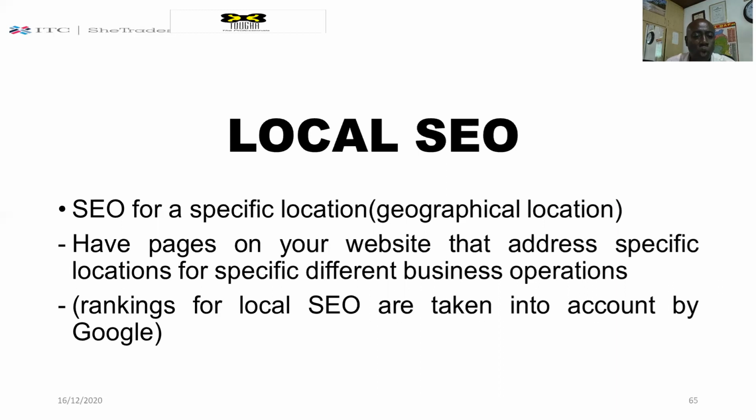So what this strategy is all about is that you must have pages on your website that will address specific locations for your operation. So if you have a business operation in Accra, for instance, then you must have a page on your website with emphasis on your location, Accra, within your business operation. If you are blessed to have businesses in multiple locations, maybe Accra, Kumasi, Takoradi, then you must have pages that address these specific locations, because Google takes into account these local geographical locations in its rankings. So you must be informed accordingly in your content development and your strategy development. So it is very, very important.